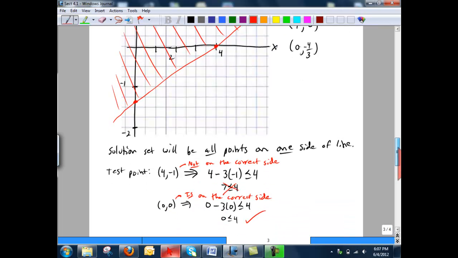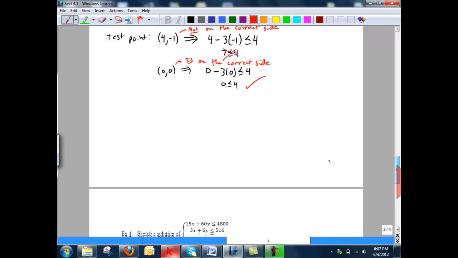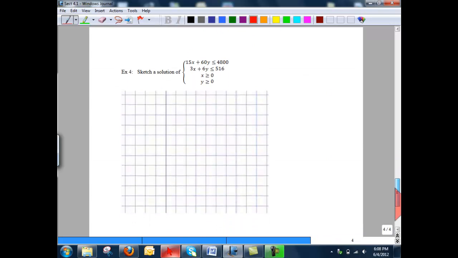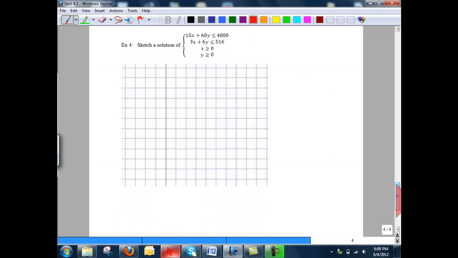Okay, that's something that you should be able to do. And finally, let's put those together and sketch a solution of simultaneous inequalities like this. Here are 4 inequalities. 2 of them look a little bit intimidating perhaps. The numbers are big at least, and then 2 of them are very, very simple. Well, let's go ahead and solve these.